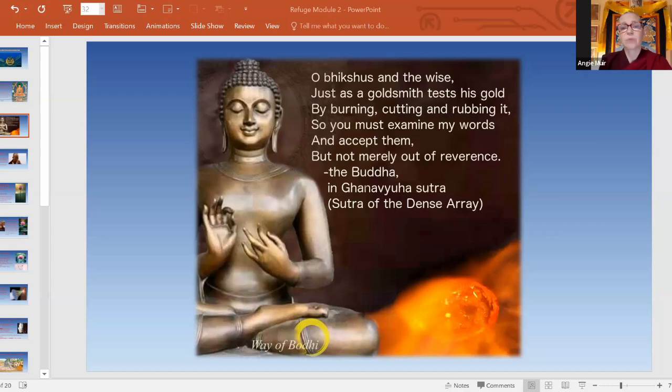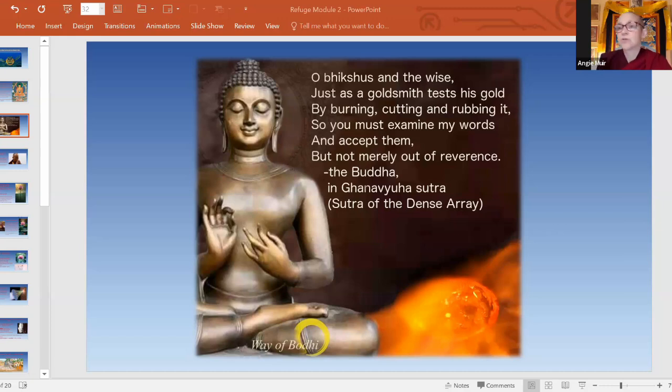Some of you have come across this analogy before, but I think it's a really good way to ensure the authenticity for us. We need to be sure of the authenticity of the teaching. So here it says, we need to check, just like we check the quality of gold, we need to check the teachings, and that's how we develop faith.